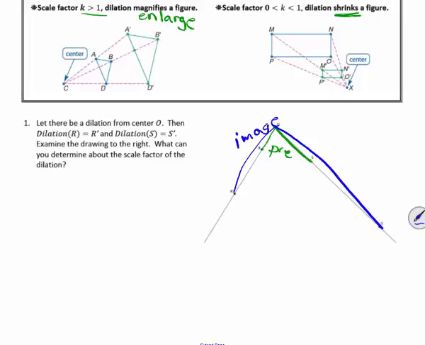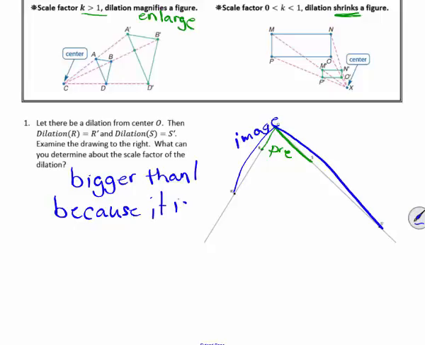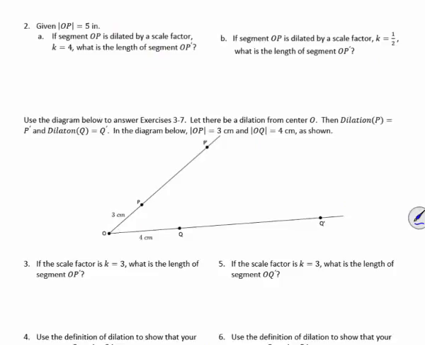So I want to know, what can we determine about the scale factor of the dilation? Well, our scale factor has to be bigger than 1, because it's getting larger. It grew, it enlarged. That means your scale factor has to be bigger than 1. All right, let's try the next page here.